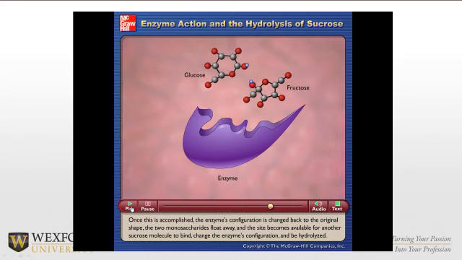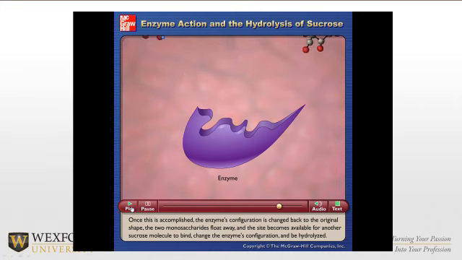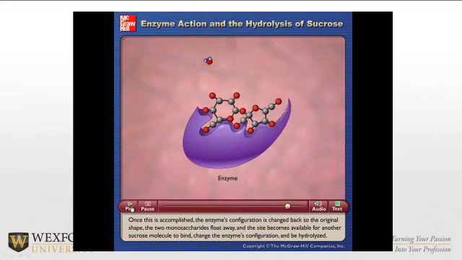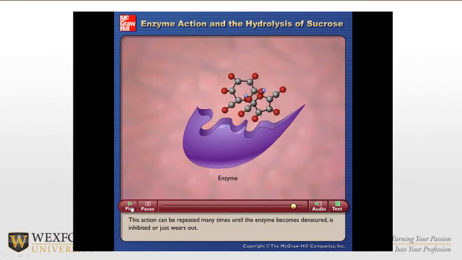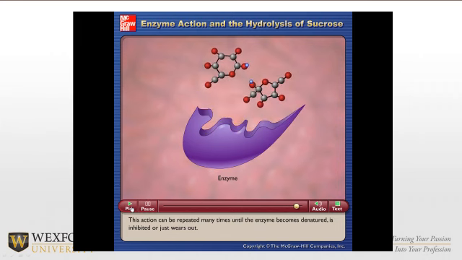Once this is accomplished, the enzyme's configuration is changed back to the original shape. The two monosaccharides float away, and the site becomes available for another sucrose molecule to bind, change the enzyme's configuration, and be hydrolyzed. This action can be repeated many times until the enzyme becomes denatured, is inhibited, or just wears out.